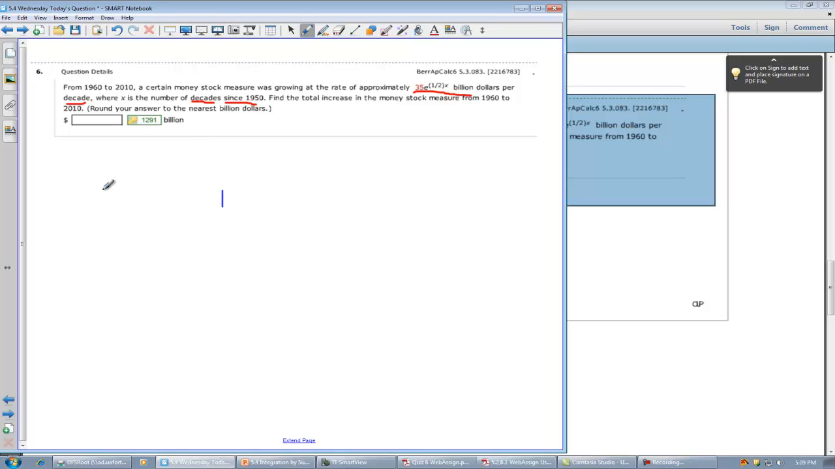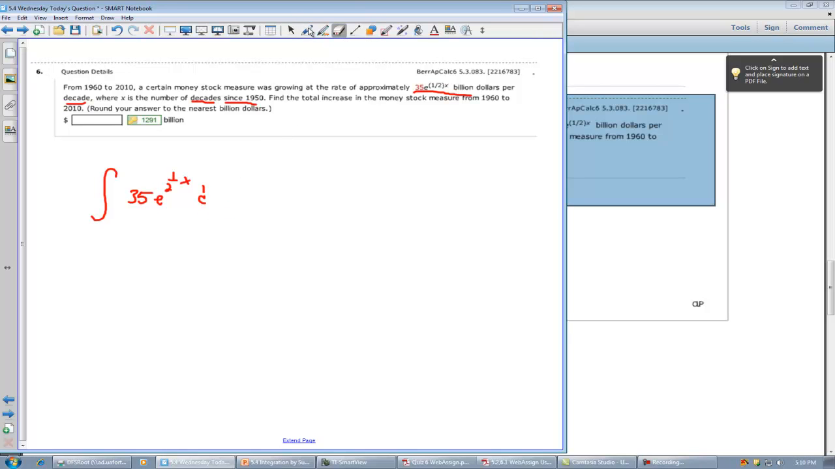All right, so what it's asking you to do basically is to integrate this function. So I'm going to take the integral of 35 e to the 1/2 x, so 1/2 x dx. All right. I don't know why that thing is there, so I'll get rid of this.